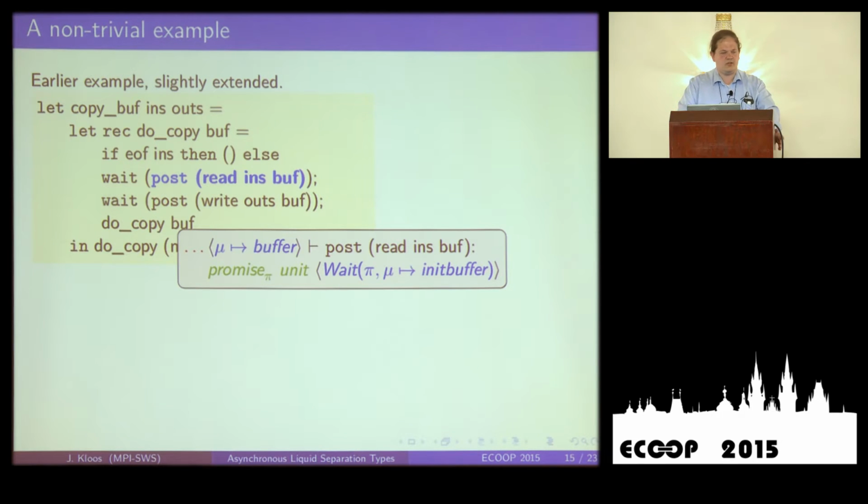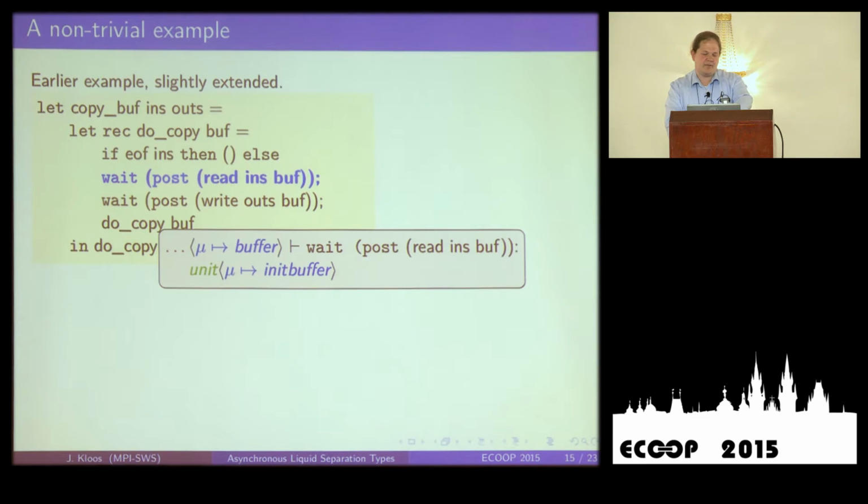So we have a precondition that the heap cell mu must exist. It contains something of type buffer. We get the promise again that we get a unit, and if we wait for that task, which is the name pi, we can break open the wait permission and get an initialized buffer. And actually, if we type the whole expression with the wait in front of it, this is just what we get.